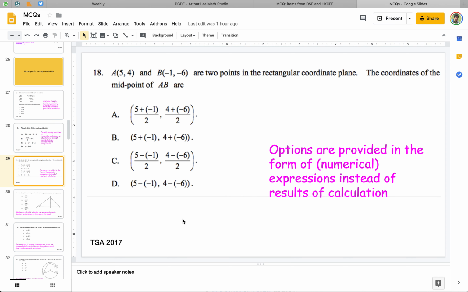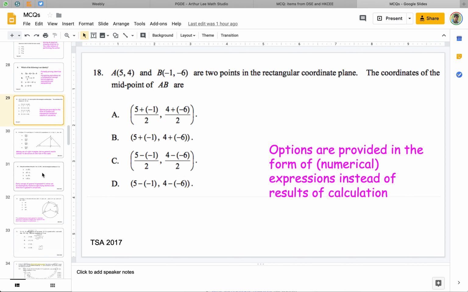Another one, also from the TSA. This one, of course, requires students to use the formula about midpoint, but at the same time, it does not emphasize too much on the actual calculations. Rather, it encourages reading of the expressions carefully, right? So that's another kind of skill that is not usually practiced in classroom or textbook exercises.